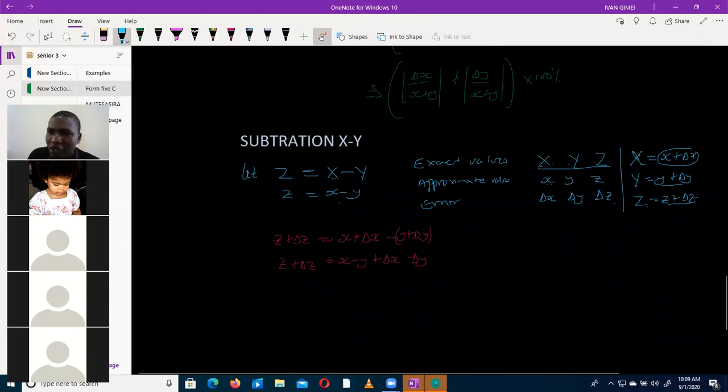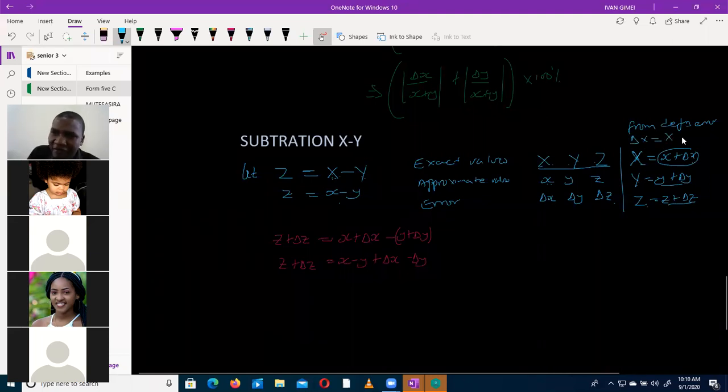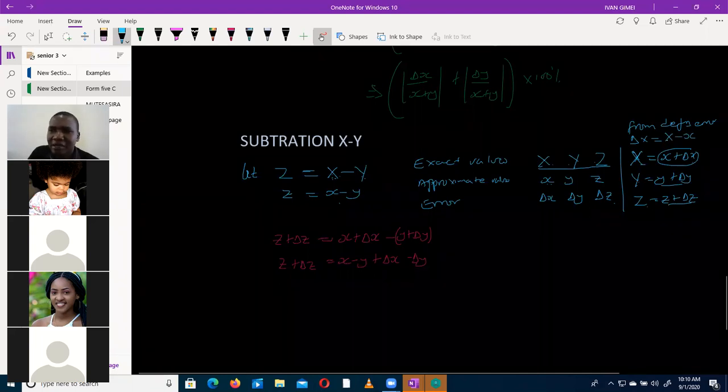Okay, thank you for that question. How are we getting this? We're getting this from the definition of an error that we looked at first. We said the error dx will be the same as the exact value minus the approximate value. That's the error in x. So if I make the exact value the subject, we shall end up with this. If I want the exact value in y, we shall end up with that. The exact value in z will be the same as that. We've not reached here yet. We're still defining the symbols that we're going to use in the derivation. Is that okay now?